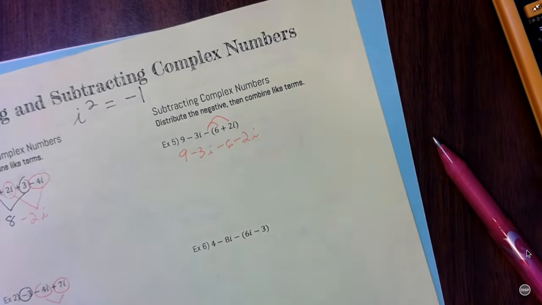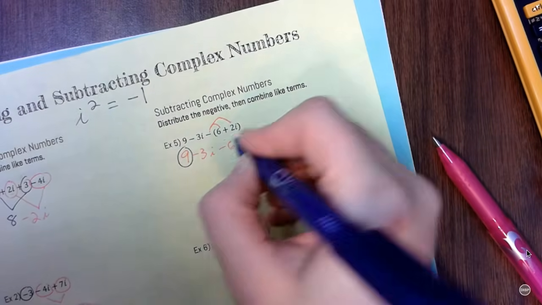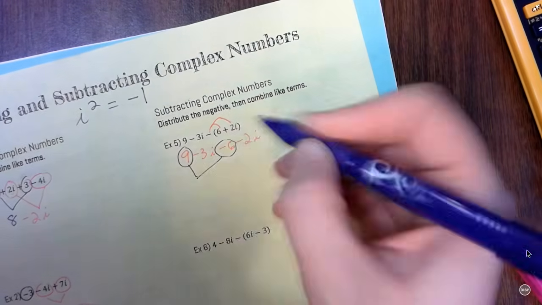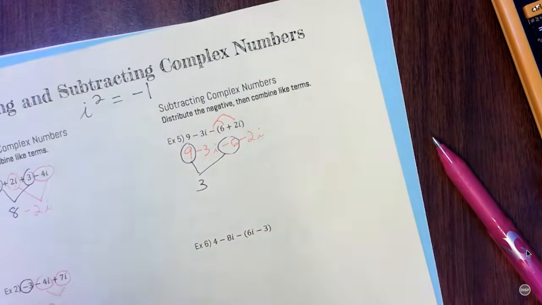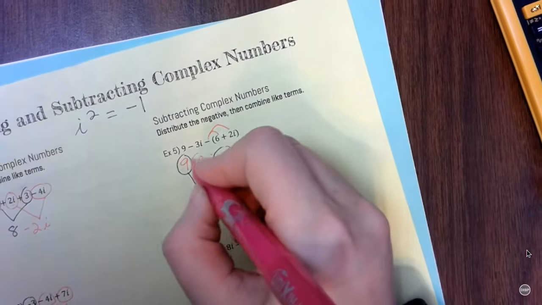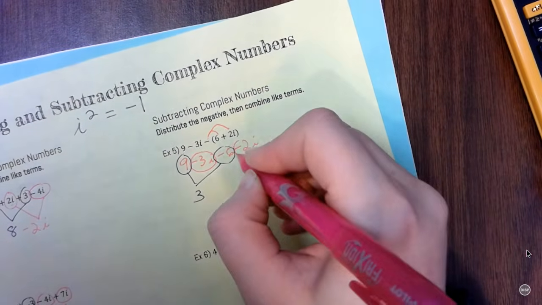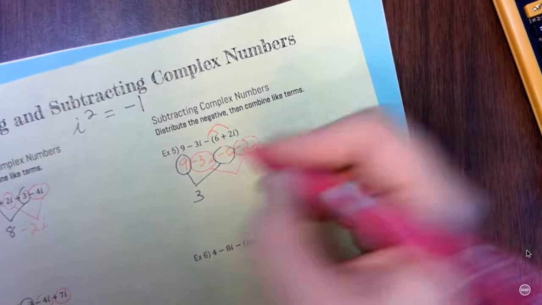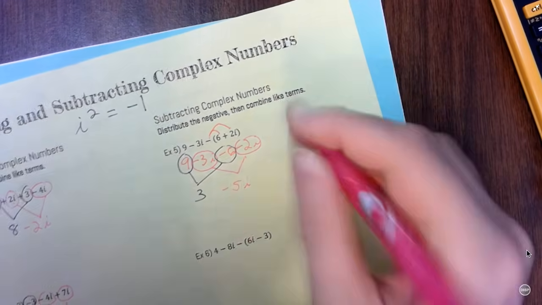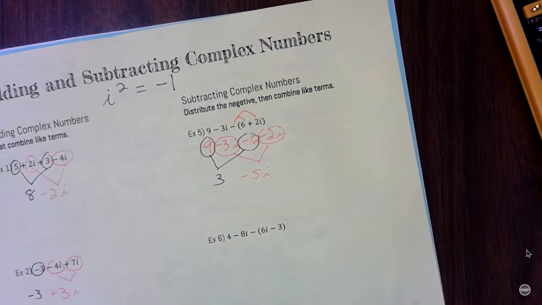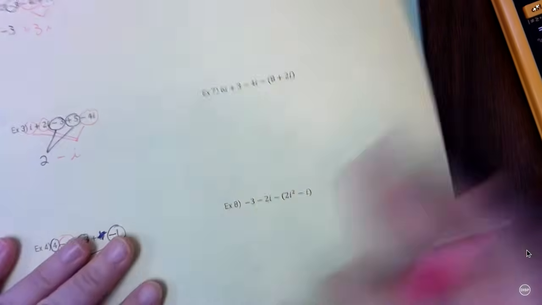Then combine like terms. So 9 minus 6, those are both real, so you can combine them together. And then negative 3i, negative 2i, those are both imaginary, so you can combine them together. And there's your answer. Okay, so let's try example 8.